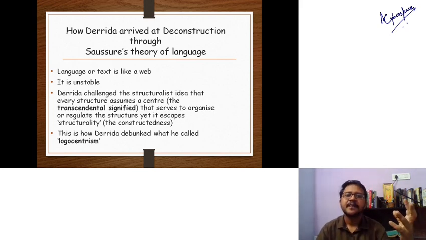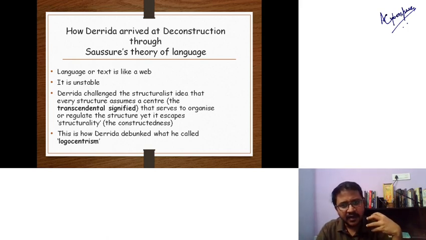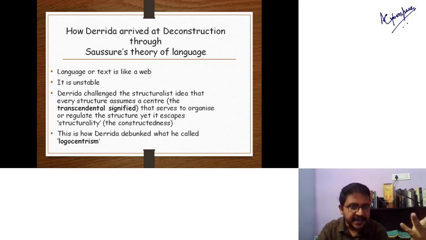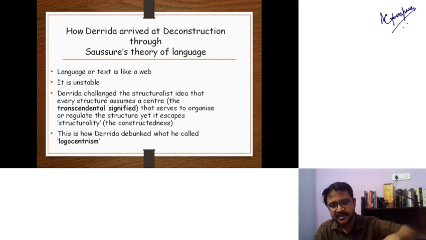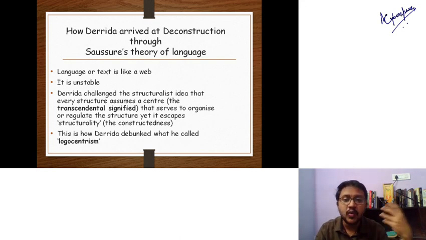Logocentrism is, according to Derrida, a very, very cardinal feature, so to speak, of Western philosophical tradition, the tradition which comes with the Enlightenment, that there is a single meaning, there is a single author, there is a single interpretation of a text, right? So this very idea of assuming anything to be a transcendental signified, the only meaning which is outside the text, which governs the text, this very idea is known as logocentrism.